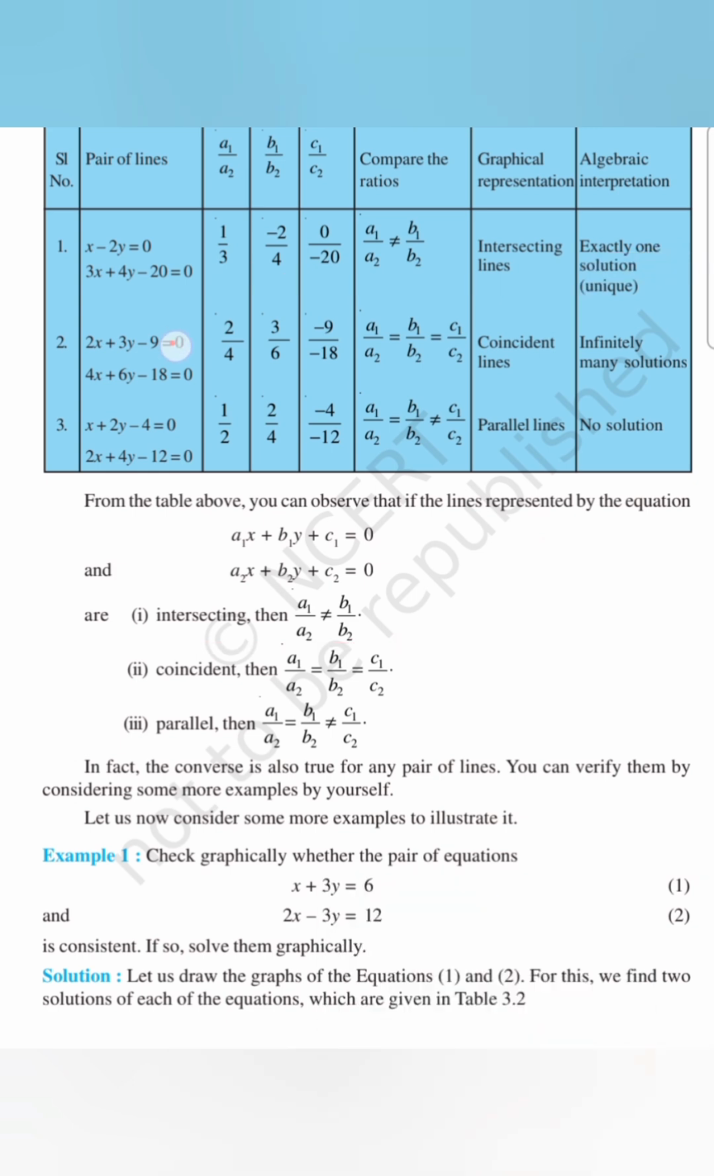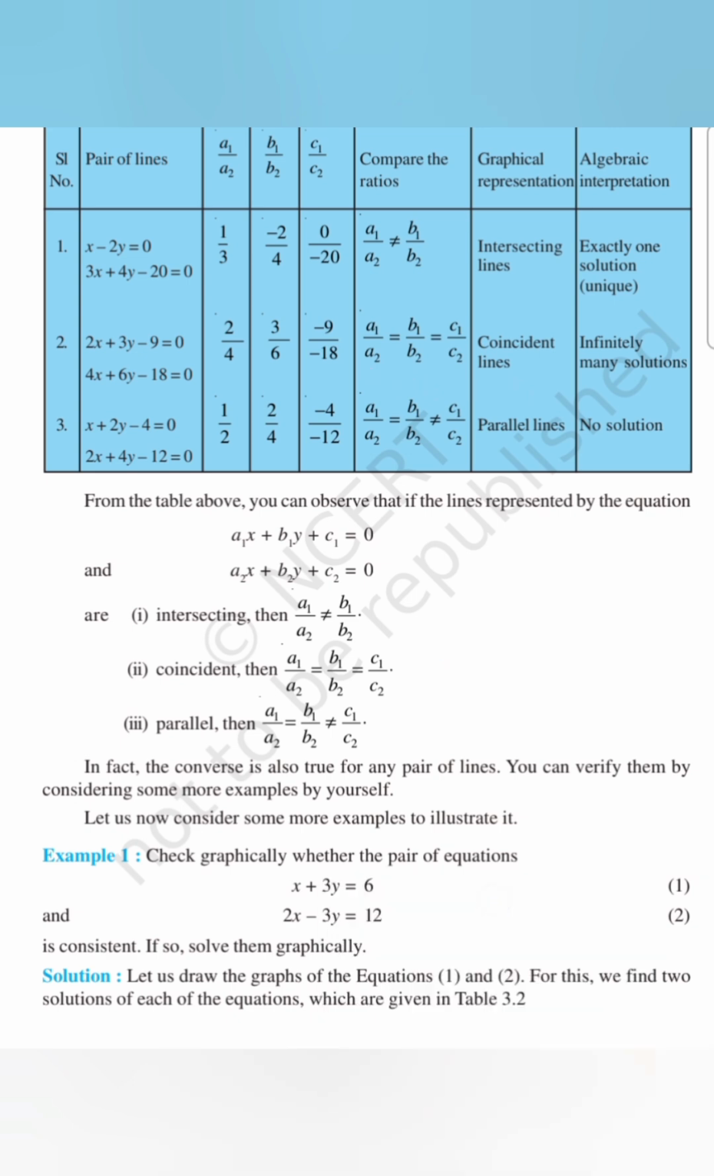Now consider the second example. You have two different equations. Consider coefficients of x as a1 and a2, coefficients of y as b1 and b2, and the constant terms as c1 and c2. Write the ratios in the next three columns. Look for the ratios. When you simplify them, each will be 1 by 2. So they'll be equal. All three will be equal here. So they are coincident lines. And since they are coincident lines, they lie on each other, so they'll have infinitely many solutions. That's for this condition. If they are coincident, all these three ratios are equal. That's what is given here.